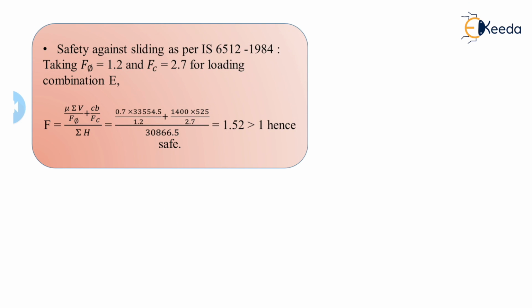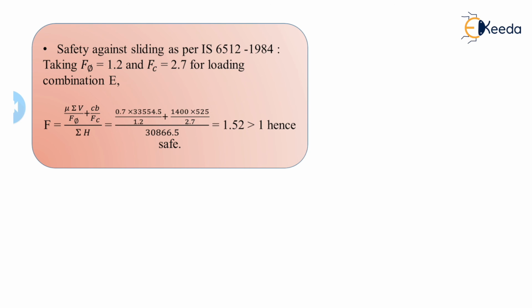And finally, the safety against sliding according to IS code 6512-1984, based on loading condition E, which means the water pressure plus uplift pressure plus silt of the dam, reservoir full condition, plus seismic forces. This is your loading condition E. So the value of F, substituting the value using that equation, is 1.52, which is greater than 1, so the dam is completely safe in the sliding section.